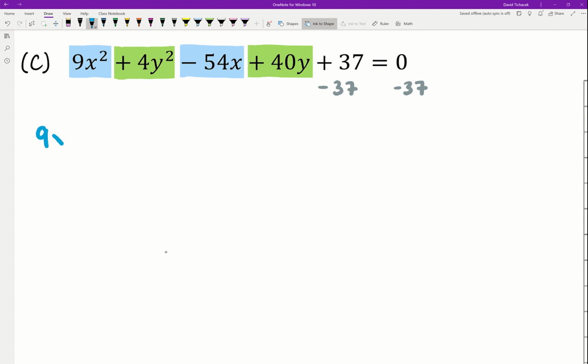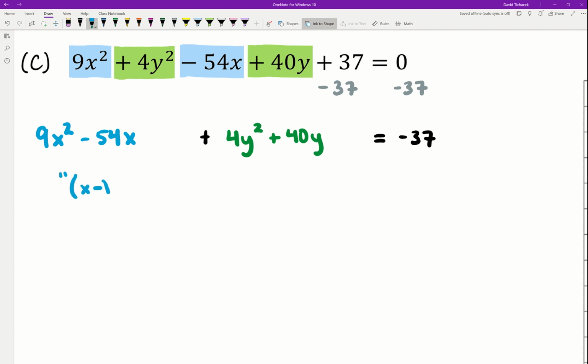So we have my blue x team, so that'll be 9x squared minus 54x, and then we're going to say plus my green y team, so that'll be plus 4y squared plus 40y. And that is going to be equal to 0 minus 37 on the right-hand side, and that'll be negative 37, of course. Okay? So here's what we're going to do. Because we want something that looks an awful lot like x minus h squared and y minus k squared, what we're going to do is we're going to now complete the square with both of these two groups.